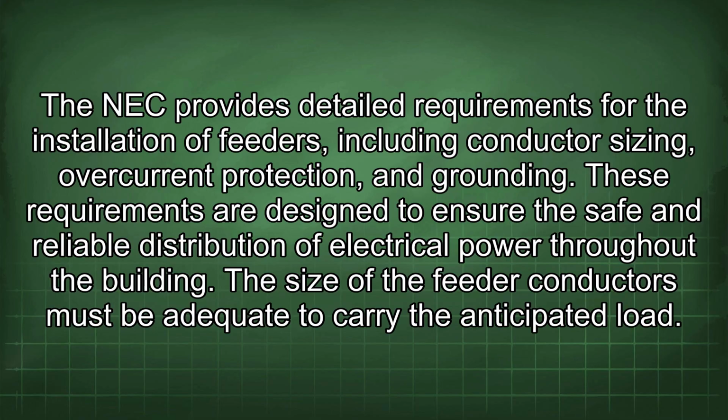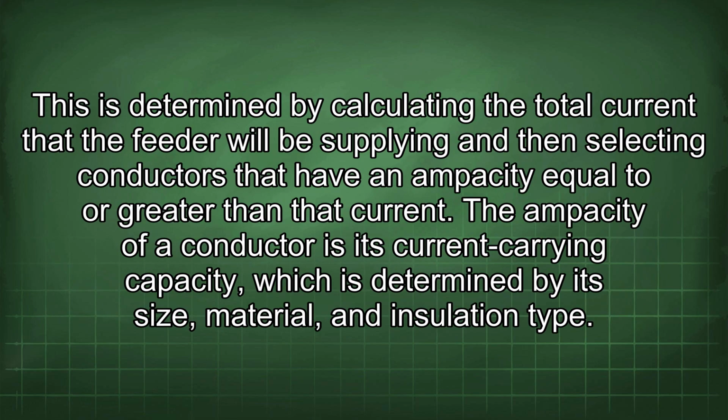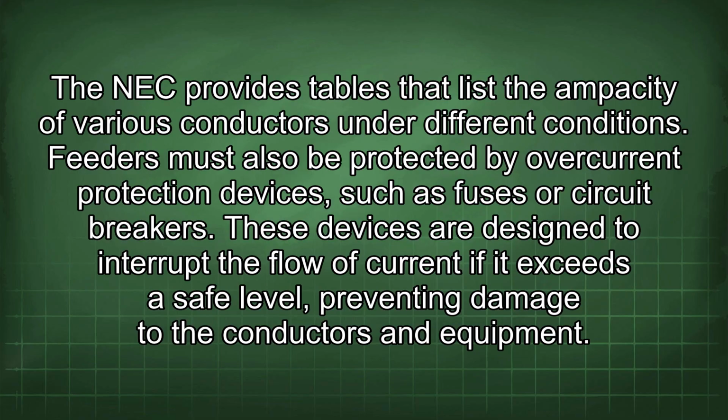The size of the feeder conductors must be adequate to carry the anticipated load. This is determined by calculating the total current that the feeder will be supplying and then selecting conductors that have an ampacity equal to or greater than that current. The ampacity of a conductor is its current carrying capacity, which is determined by its size, material, and insulation type. The NEC provides tables that list the ampacity of various conductors under different conditions.